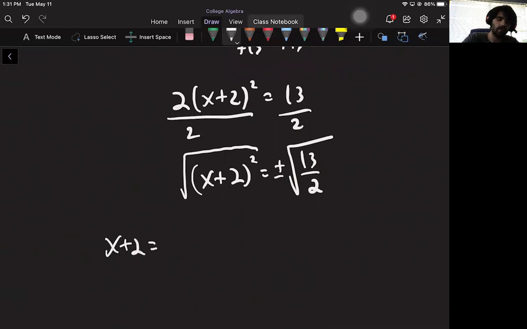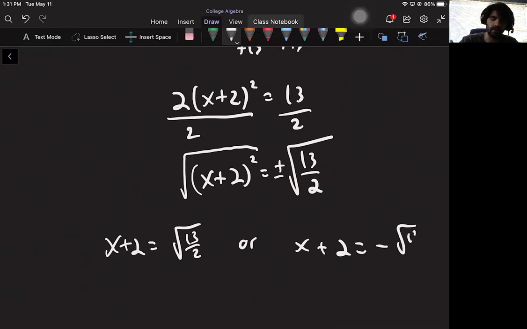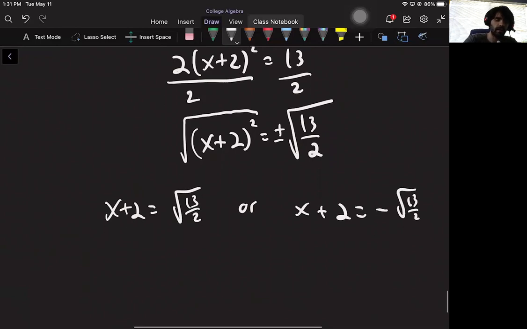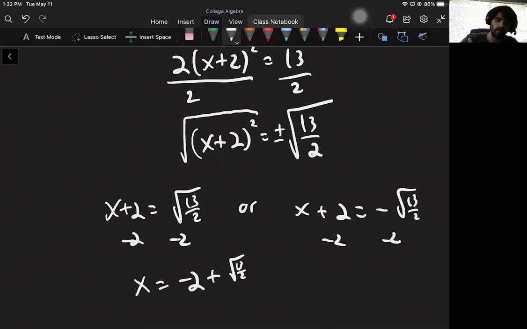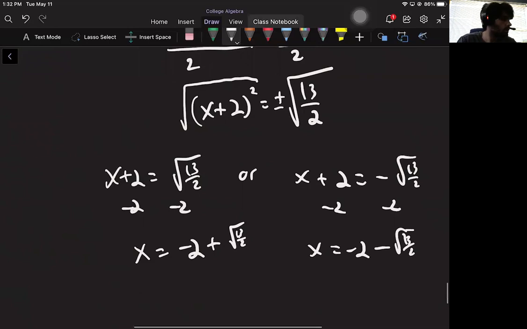So I end up with x + 2 equals the positive square root of 13 over 2. And then my other solution will come from x + 2 equaling the negative square root of 13 over 2. And the last step is just to subtract 2 on both sides, on both equations. And we typically like to stick the number without the square root on the front, so we'll do that. And those are our 2 answers.